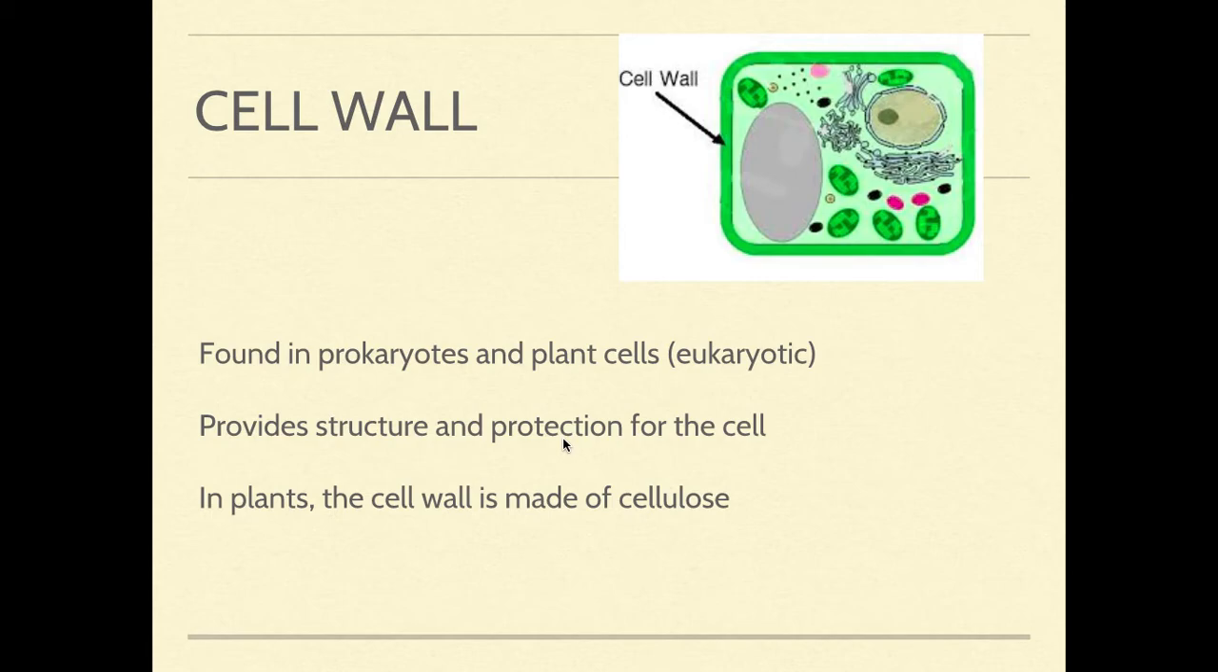Our last major organelle we want to talk about is the cell wall. So we find cell walls in prokaryotes, so those are things like bacteria, and plant cells only. All right, animal cells do not have cell walls. Now, just like we talked about yesterday, and if you look at this diagram, it's pretty easy to see, the cell wall provides structure and protection for the cell. So it's going to be more rigid than that membrane, and it's going to keep things out.